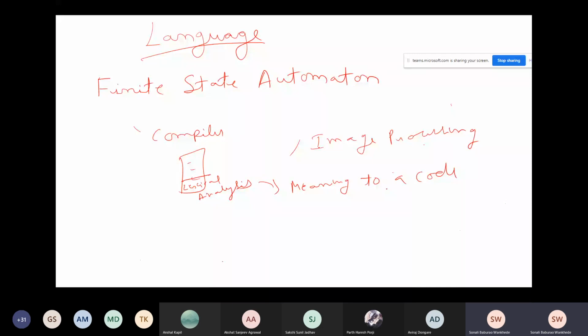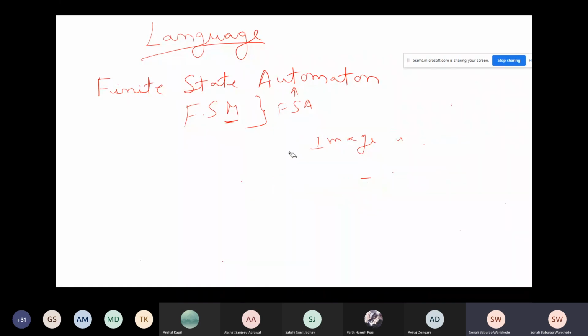Now if we talk about finite state machine, this finite state machine works on the principles of finite state automaton. In some books, it is referred to as finite state machine, and in some it's also referred to as finite state automaton. Automaton is basically the language or the training which is required for lexical analysis of a compiler. Now we will see one example over here, guys.